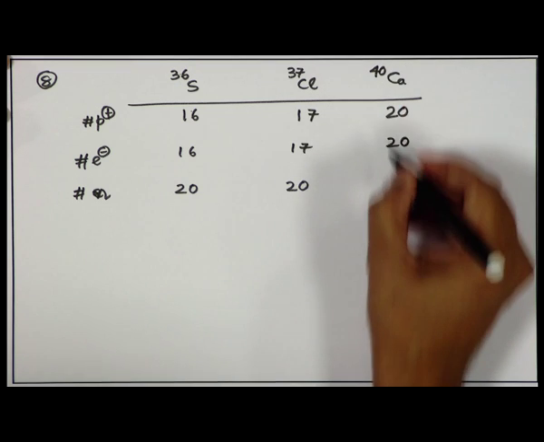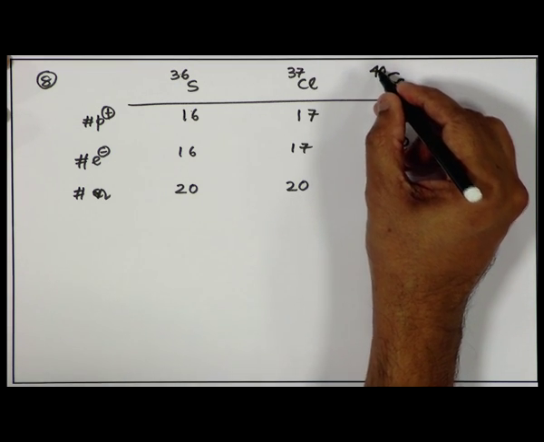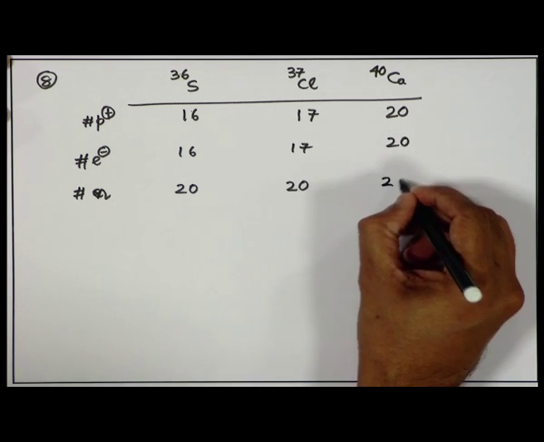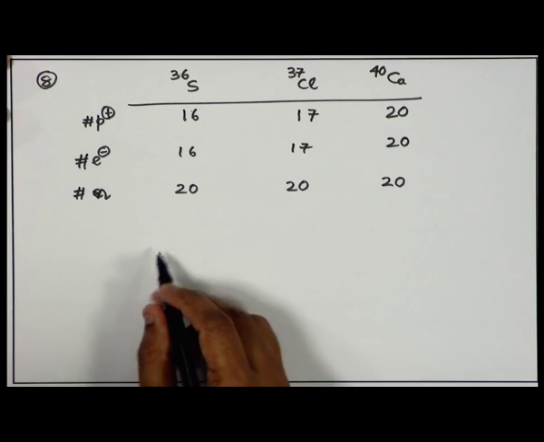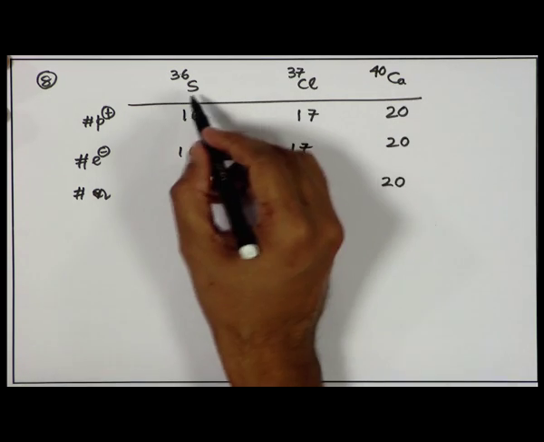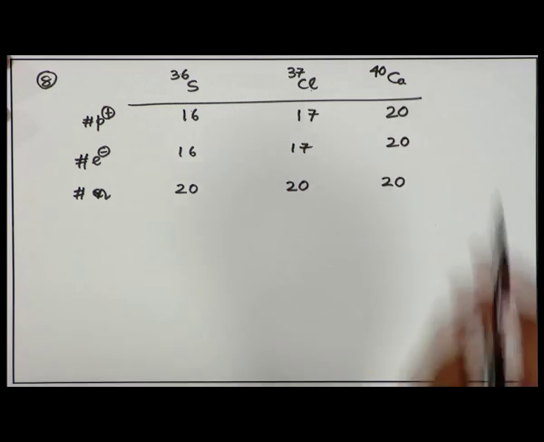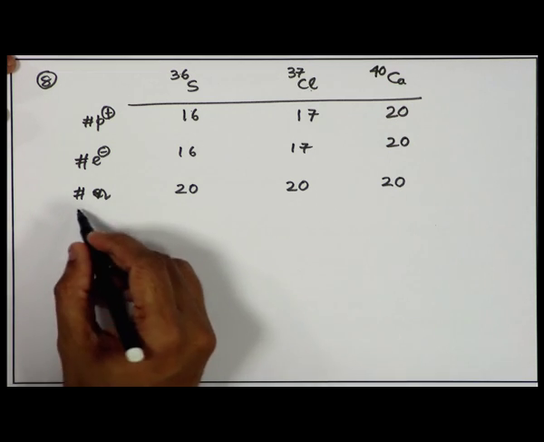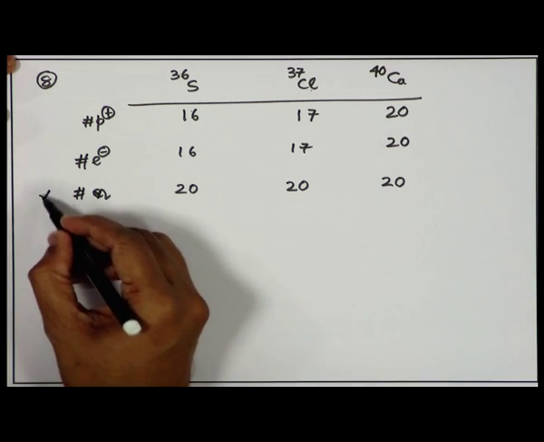In this case also, the number of neutrons is 40 minus the number of protons, 20. So, 40 minus 20 is 20. We see these are three different species: one is sulfur, another is chlorine, and the third one is calcium. But what we see is that they are related to each other in terms of the number of neutrons.